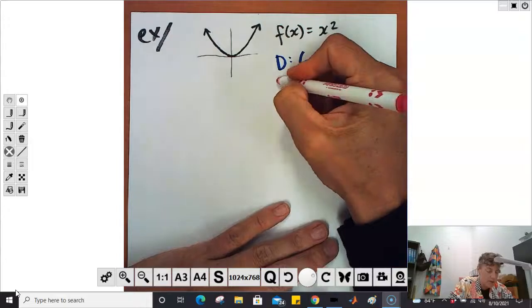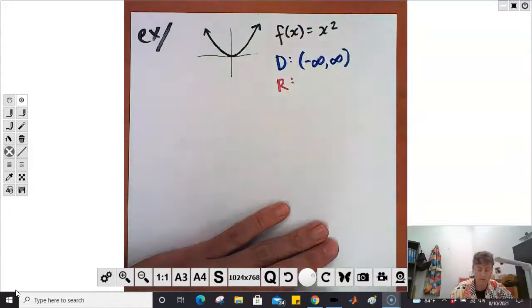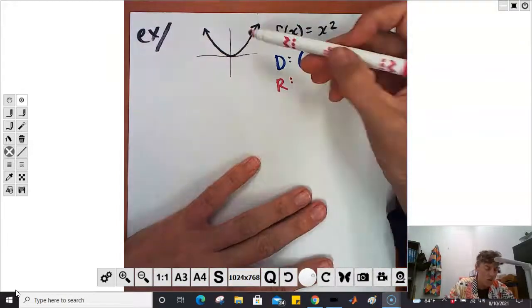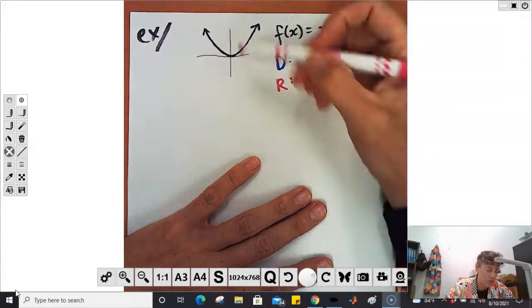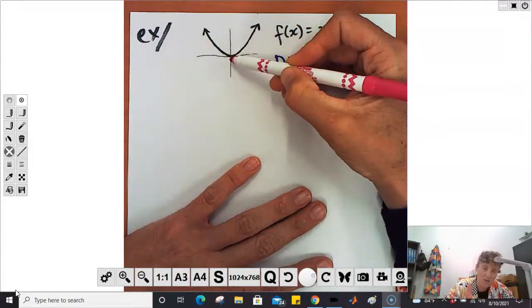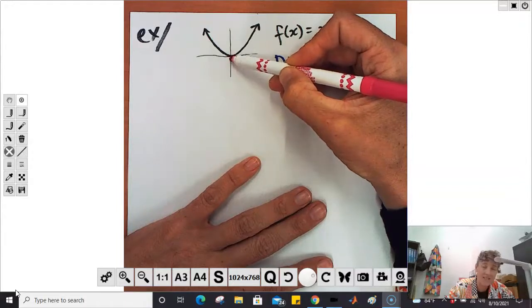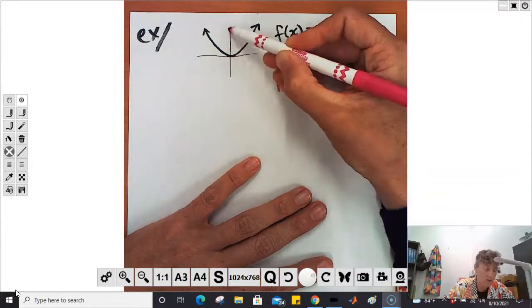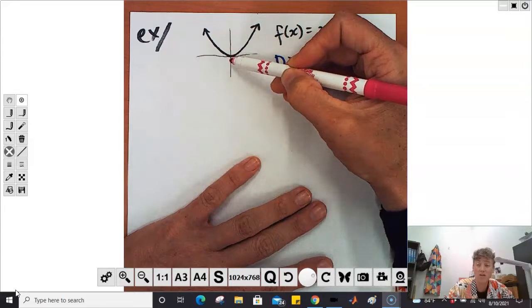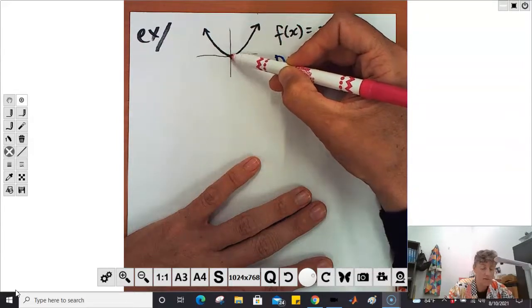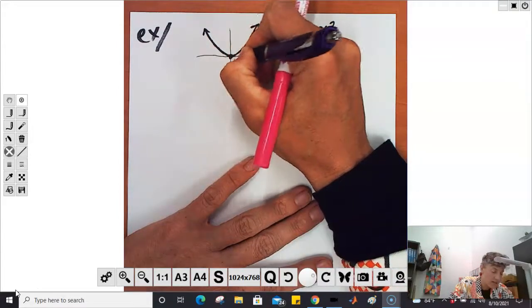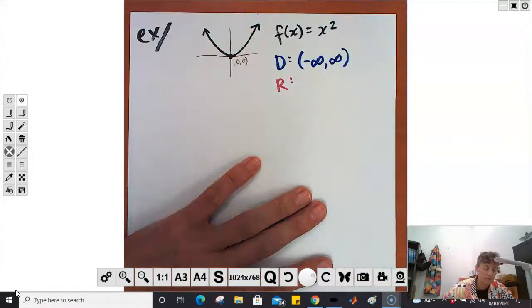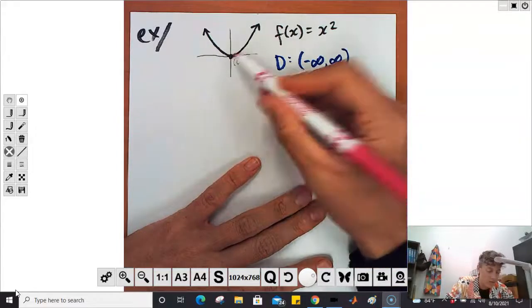And how about the range? The range for this function, that's all the possible y values in the up and down direction. What is the lowest we ever get on this graph? The lowest we get is 0. The lowest y value you're going to get is 0, and you actually touch 0. 0 is part of this function as a y value. Remember, this guy goes through the origin at 0, 0. So we actually touch 0.